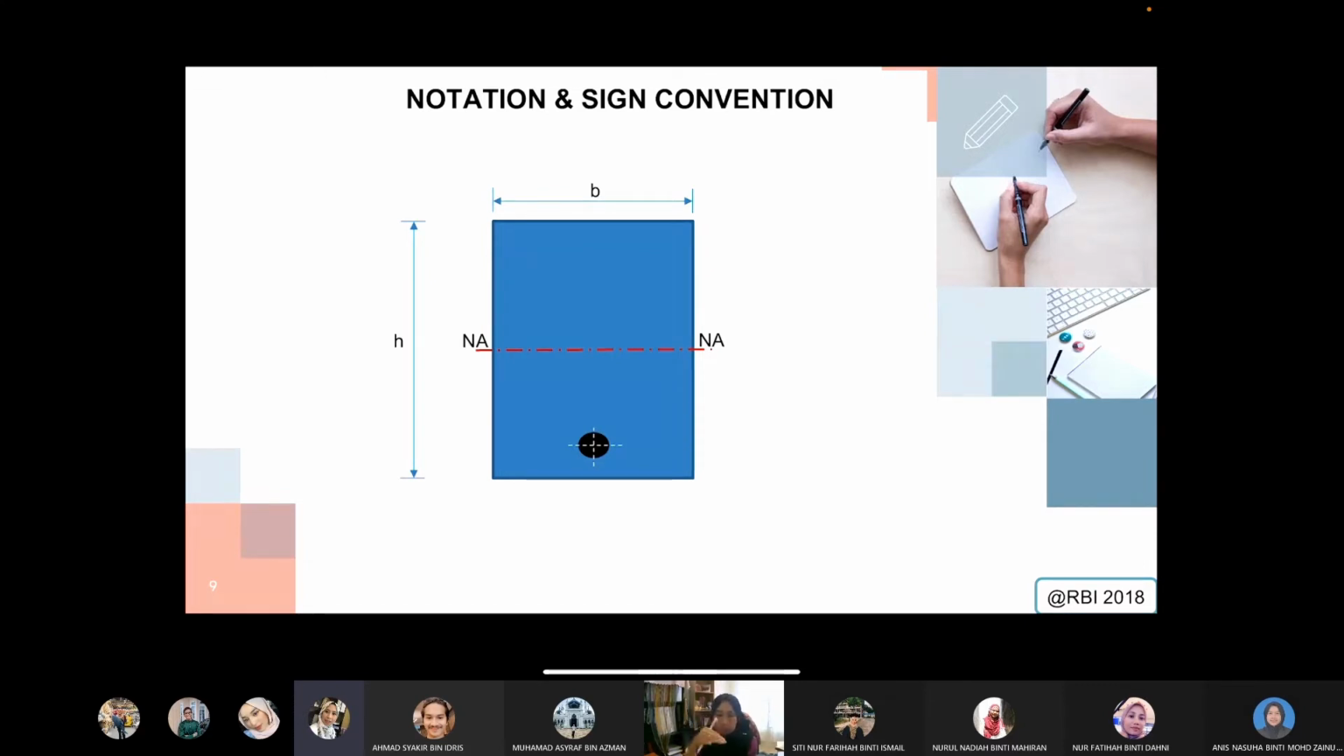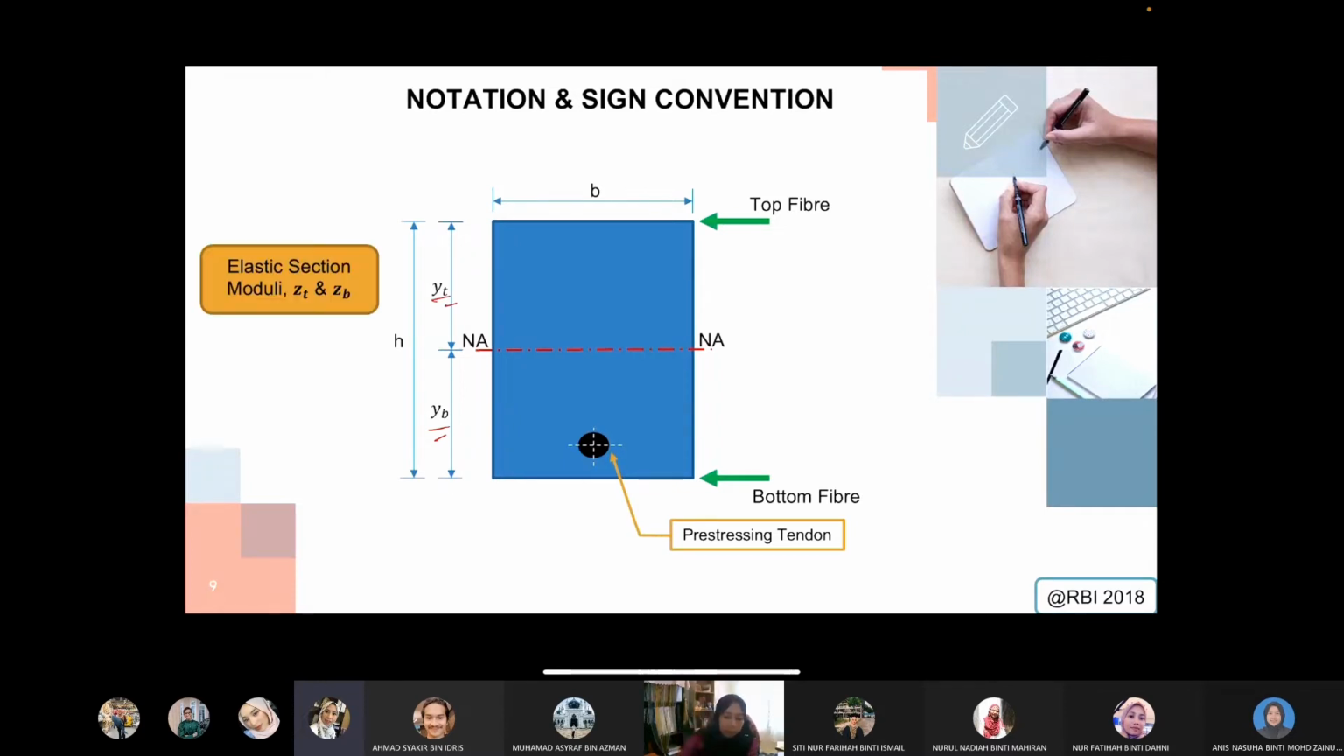Say that it is placed somewhere in this position. The top part we call the top fiber, and the bottom part we call the bottom fiber. You have yt and yb. So what is yb? It is the depth, the top depth and the bottom depth, from the neutral axis.